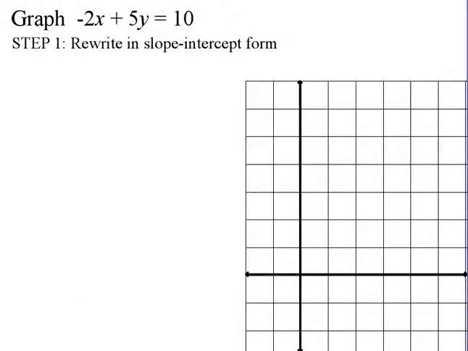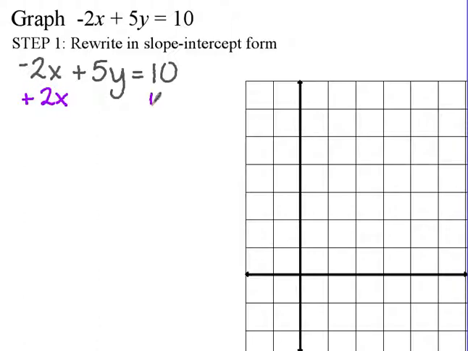We need to graph now, and so instead of using an XY chart, we're actually going to graph using slope-intercept form. Notice what it says, step 1. Rewrite in slope-intercept form. So I'm going to start with -2x plus 5y equals 10. Now, if you remember, slope-intercept form was y equals something times x plus another number. So I need to get the y all by itself here. So what do you have to do? Move the 2x over. That's right. So how do I move it over? Add. Good. So I'm going to add 2x to both sides.